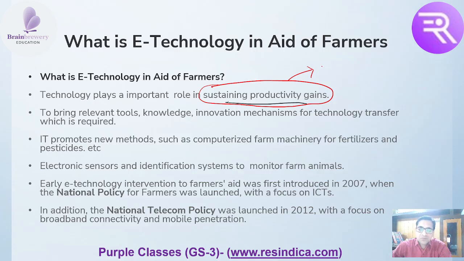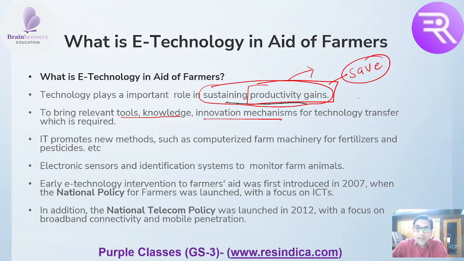proper e-technologies, the farmer knows what to put, when to put, how much fertilizer, how much seed, how much water. So it sustains the productivity gain. At the same time, it saves the money of the farmer. E-technologies bring relevant tools, knowledge, various innovation mechanisms, and technology transfer from various parts of the world. Whenever we talk about e-technologies, there are a lot of tools and technologies which we are developing, which we are taking as a technology transfer.